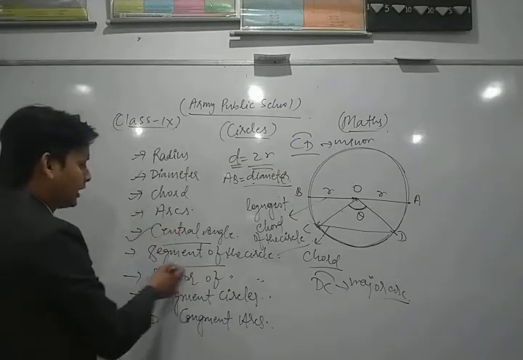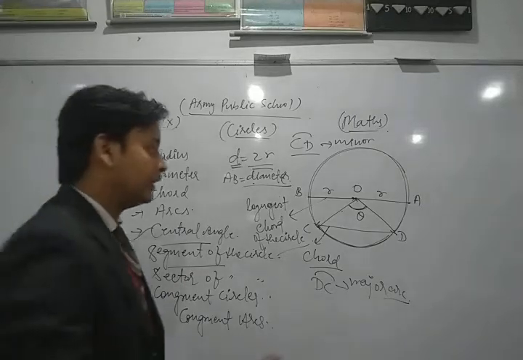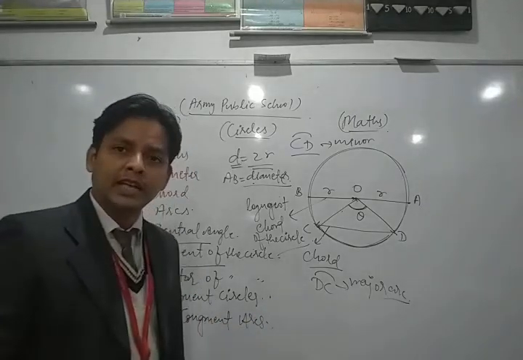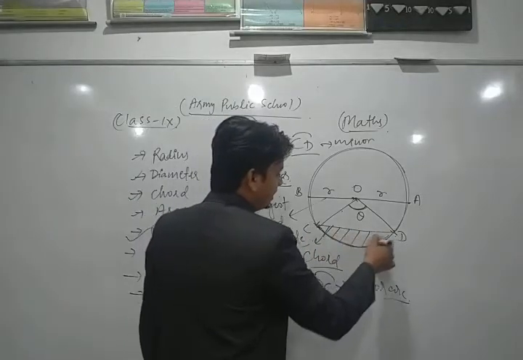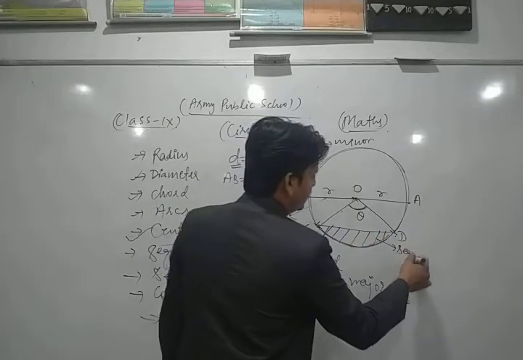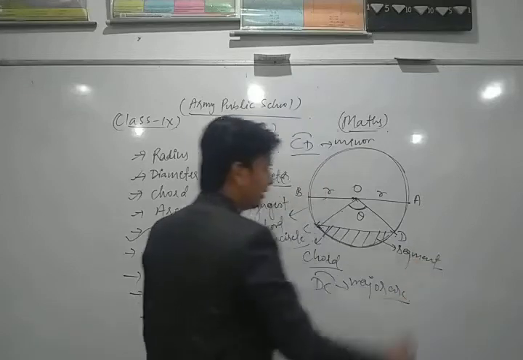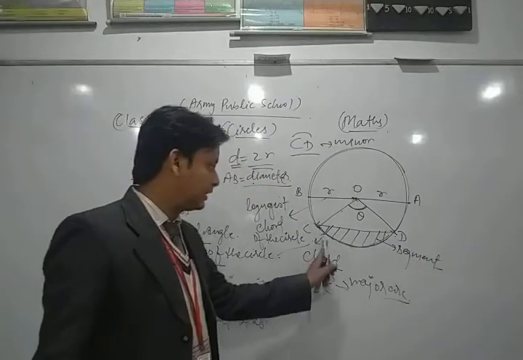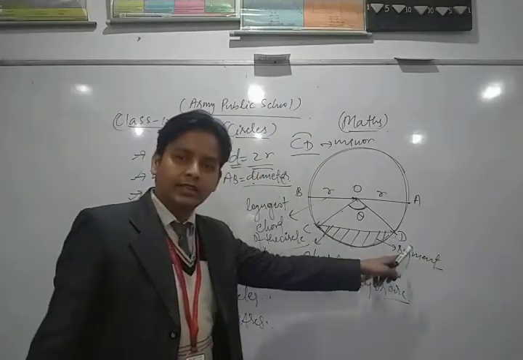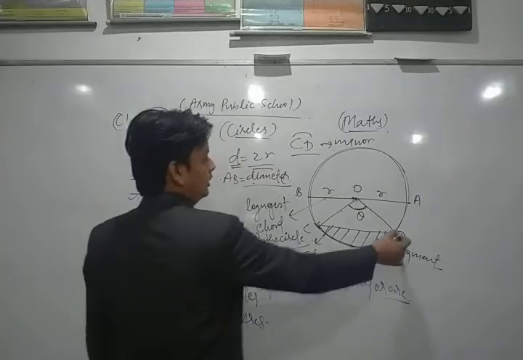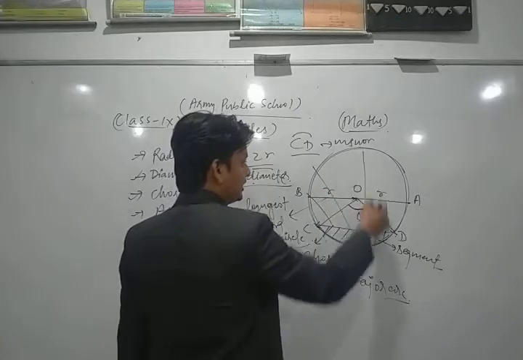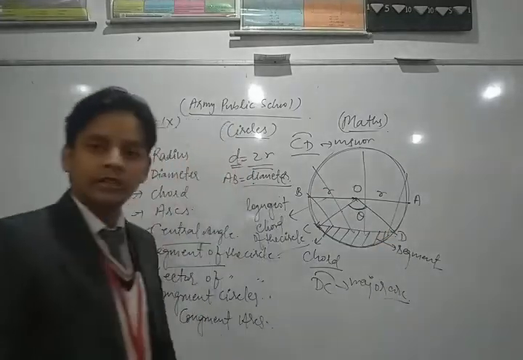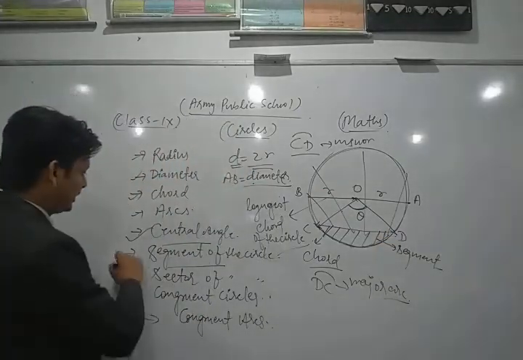Central angle is done. Now the segment. What is the segment? Dear student, the region bounded by an arc and a chord. Suppose CD is a chord, then that region is the segment of the circle. Similarly, the region bounded by the minor arc is called the minor segment. If we take the major arc DC, that region is said to be the major segment. So there are two types of segment.